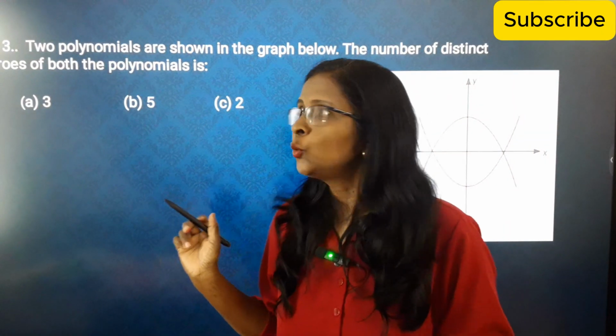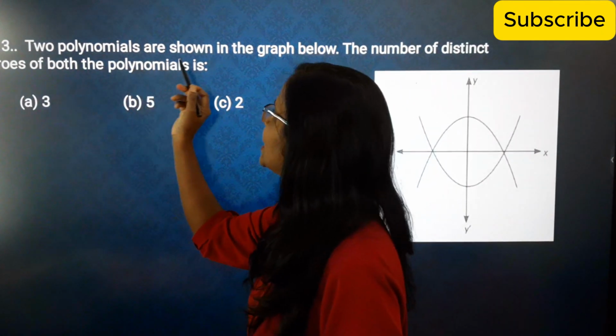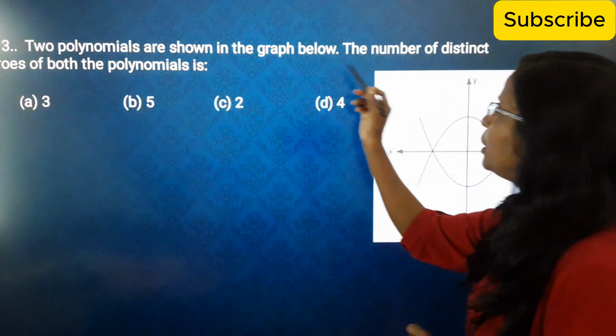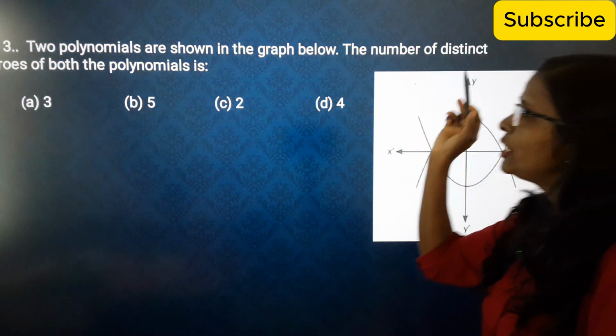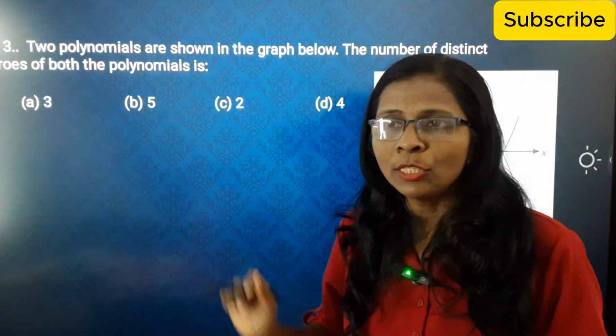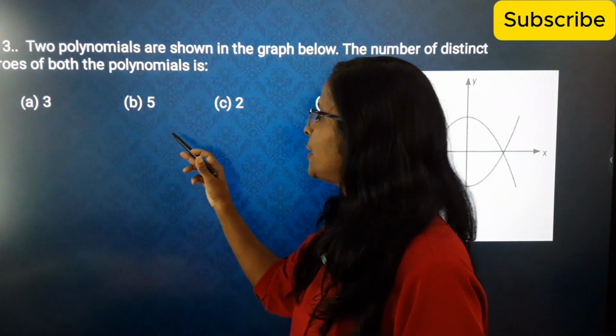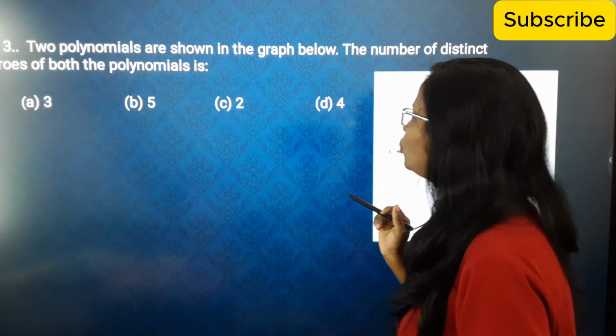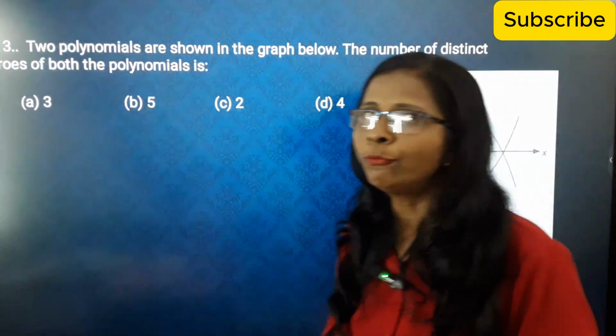Third example students: two polynomials are shown in the graph below. The number of distinct zeros of both the polynomials is: first option 3, second one 5, third one 2, and the fourth one 4.